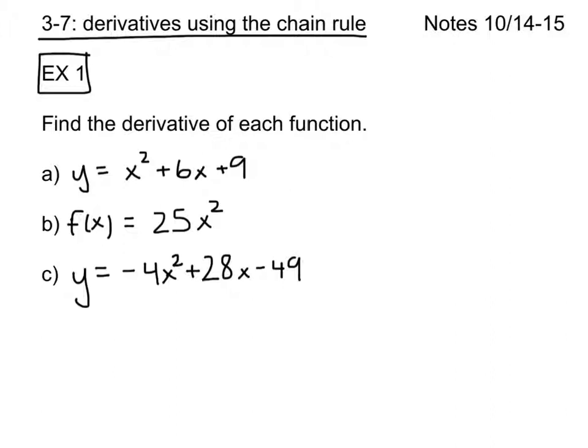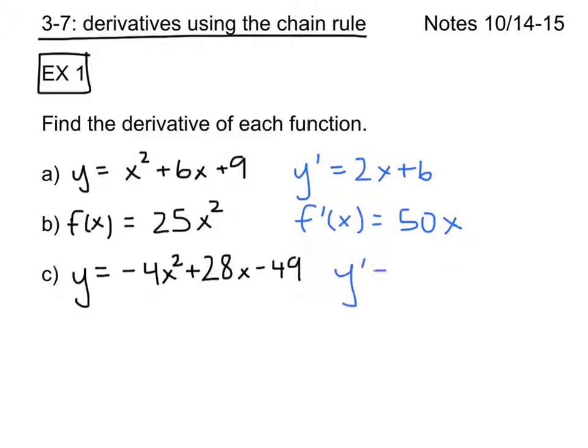So you should get y prime is 2x plus 6. F prime of x is 50x. And this other y prime should be negative 8x plus 28. So double check with a neighbor if you didn't understand any of those. Now, that's what we've been doing before.